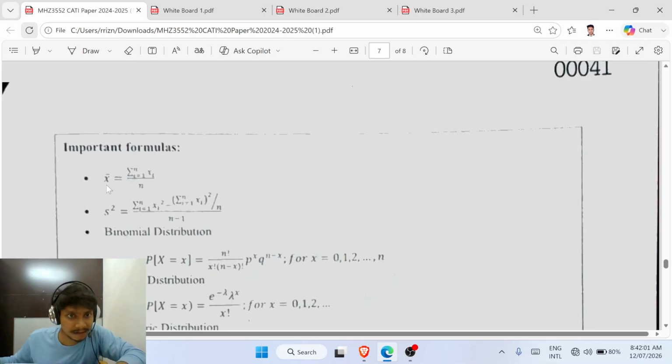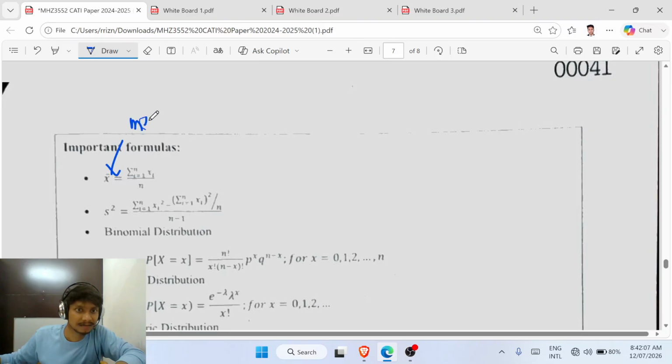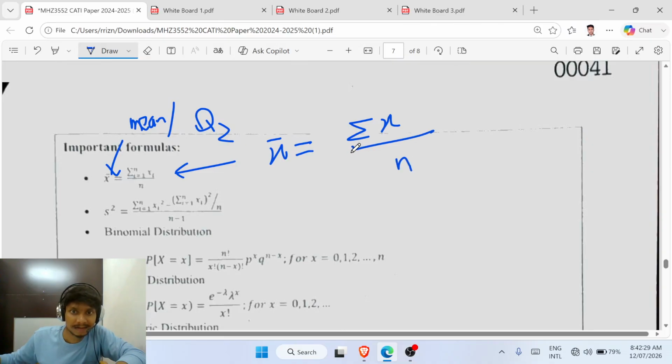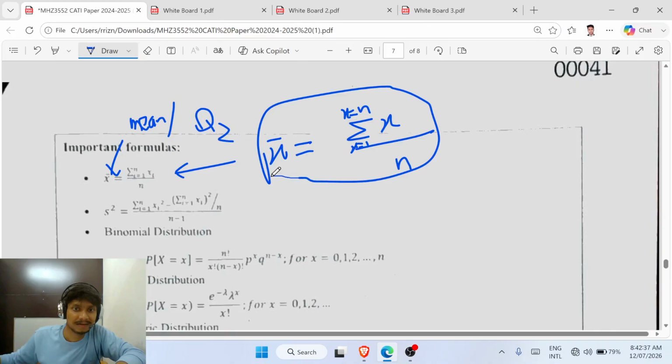Now, here, what is x bar? X bar is the mean. We have already discussed this in the first video. X bar is equal to sigma x divided by n, the mean of x. Here x runs from 1 to n. If they give the equations, please use them.